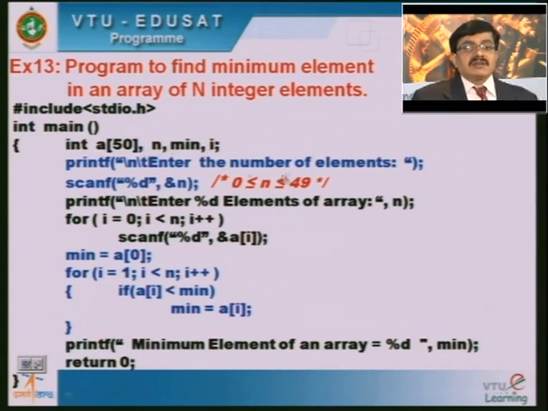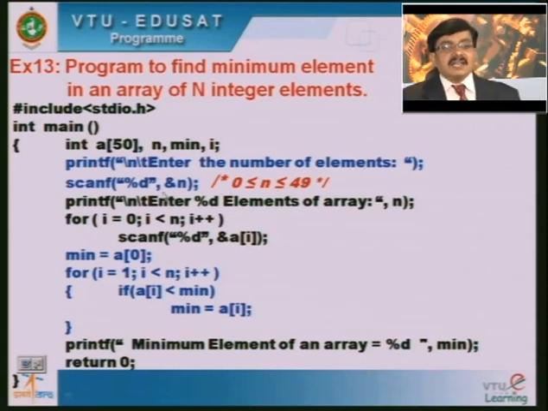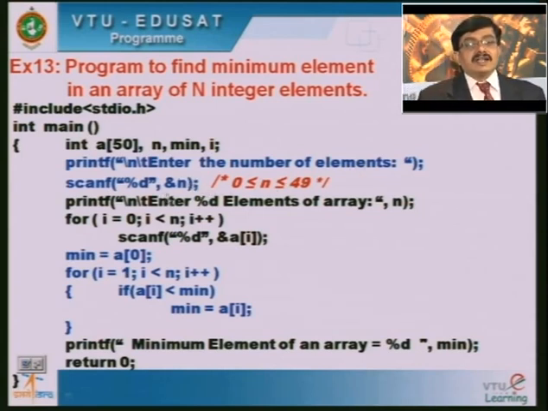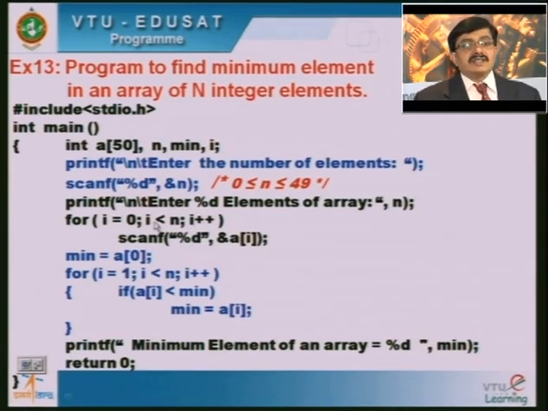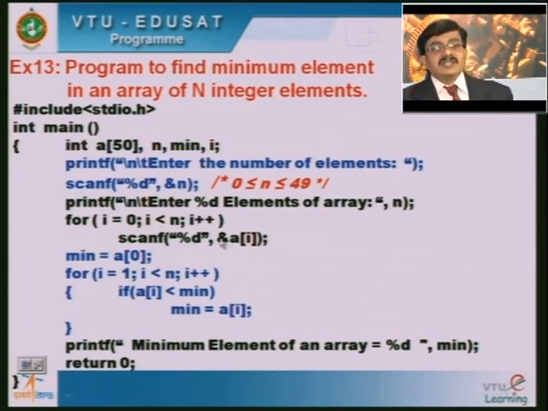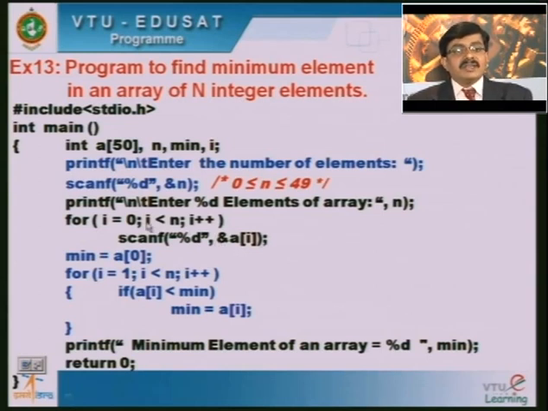Here, enter the number of elements is a printing message. Then I will read the number of elements of the array, and after that I will read all the n elements of the array through this looping construct. You can notice that i is equal to 0, i less than n, i plus plus, scanf percentage d ampersand a of i. When i is equal to 0, you read the 0th element. When i is equal to 1, you read a of 1. When i is equal to 2, you read a of 2, up to i being n minus 1, when you will be reading the value of ampersand a of n minus 1. When i is equal to n, it is no longer less than n, so you come out of the loop. By then you have read all the n elements of the array.